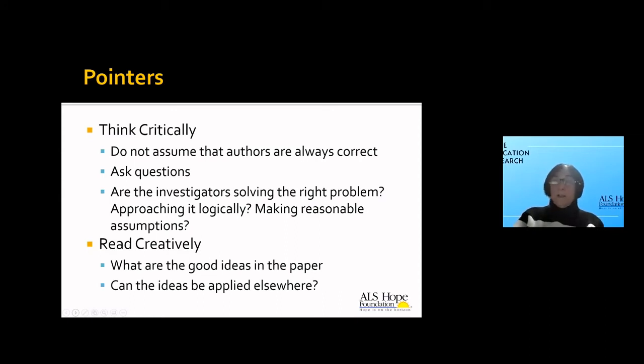And read creatively. What do you think was good about the paper? What do you think was sort of novel and interesting? And is there translation of those ideas elsewhere?